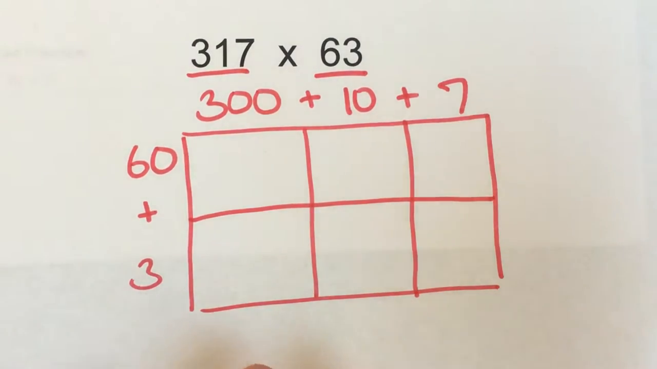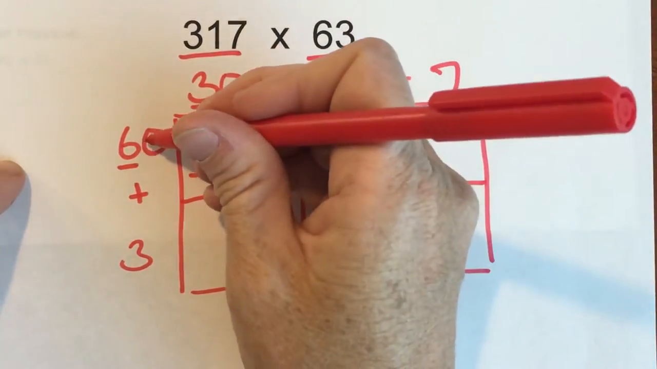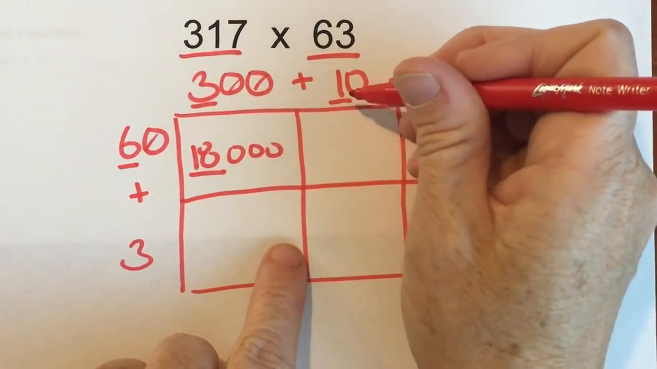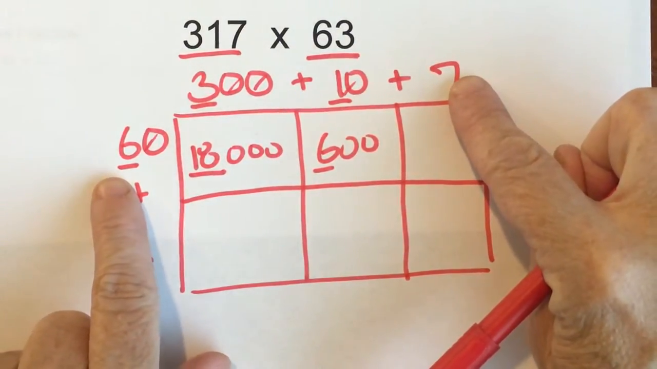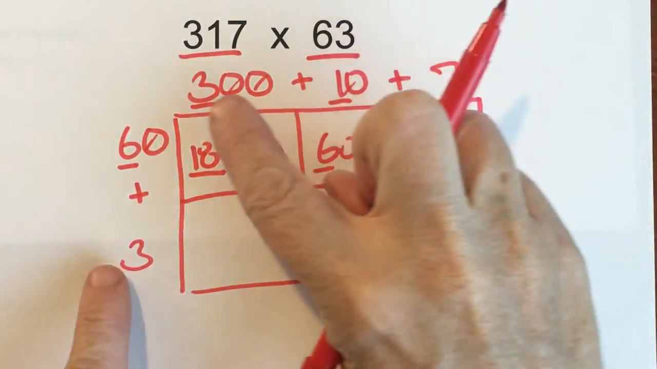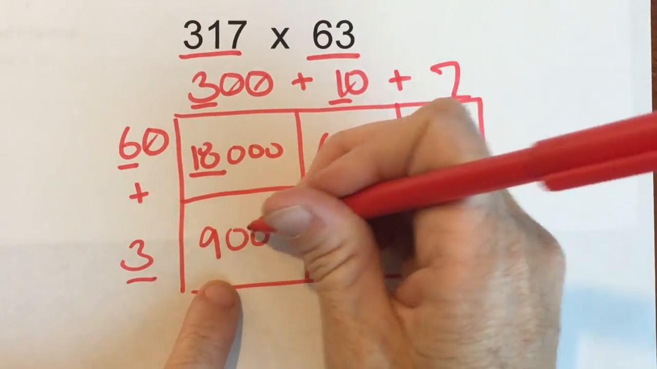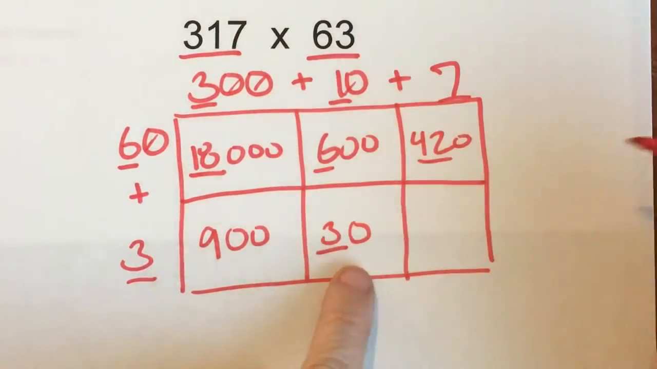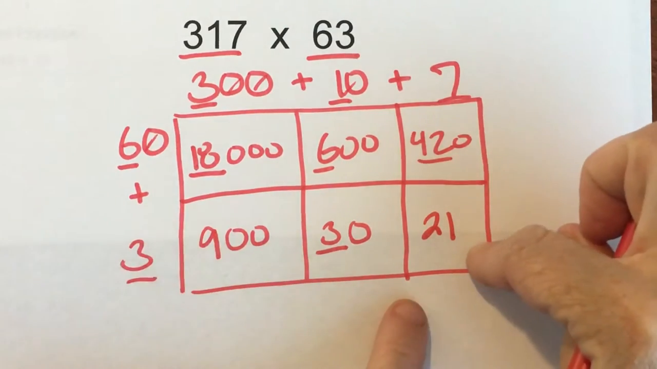Okay, step 3 is I'm going to fill in my partial products. So I have 6 times 3 is 18, and I'm going to add 1, 2, 3 zeros. For this box, I have 6 times 1 is 6, and I'm going to add 1, 2 zeros. For this box, I have 6 times 7 is 42, and I only have 1 zero to add. For this box, I have 3 times 3 is 9, and I have 2 zeros to add. For this box, I have 3 times 1 is 3, and I only have 1 zero to add. And for this box, I have 3 times 7, which is 21, and I have no zeros to add.